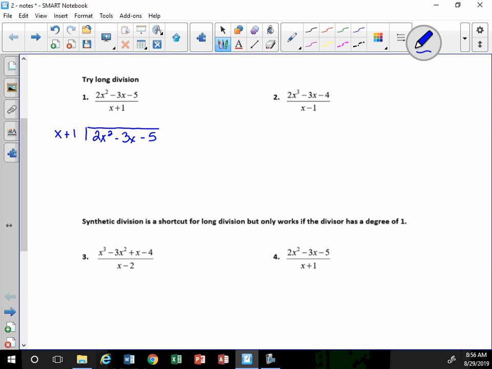So first thing we're going to do, this x outside, right here. I want to know, what do I take this times to make it a 2x squared? 2x, right? Are we okay with that? So 2x goes up above. Doesn't matter where, just somewhere up here is 2x. Then I take this 2x times both the x and the 1, and I write those right under these two terms. So 2x times x is 2x squared. 2x times 1, I'm going to write plus 2x.